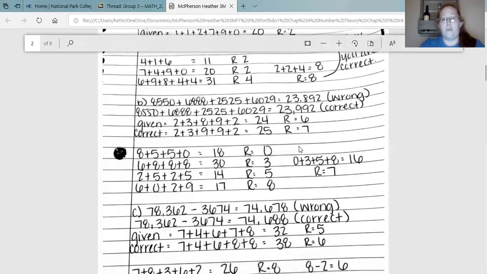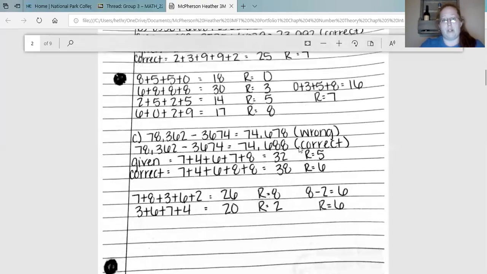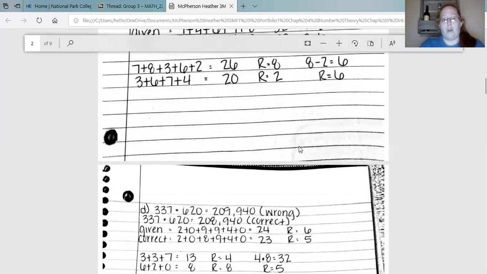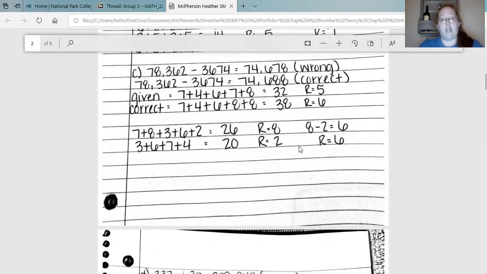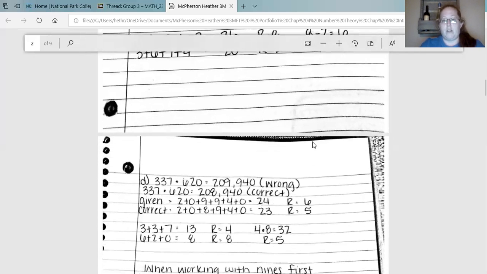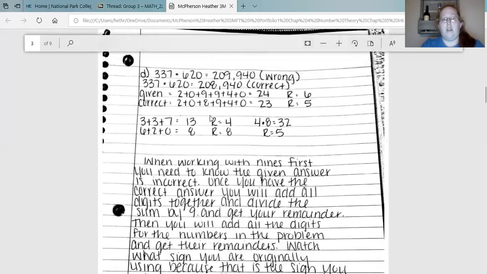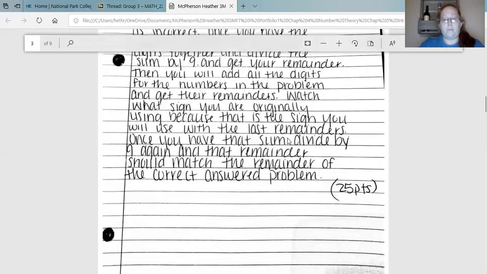And this can work with all different types of numbers. Small, large. You can do it with subtraction, like over here in this problem. Just remember, once you get to these last remainders, you do 8 minus 2 instead of adding to get your remainder. And also the same with multiplication. You get your remainders 4 and 8, multiply those, and then you'll find your remainder after that.